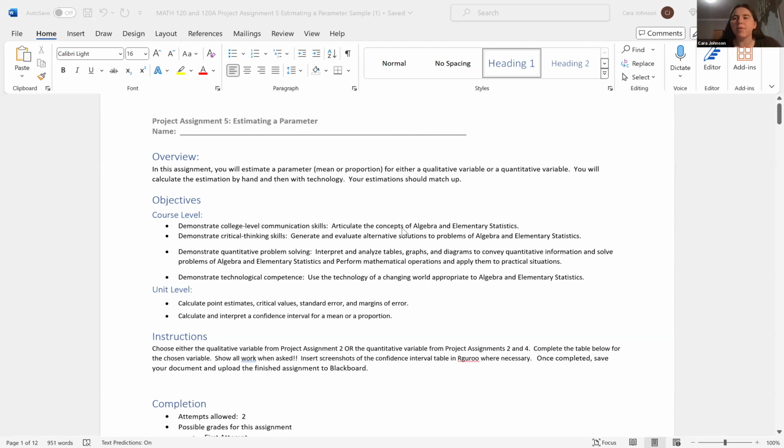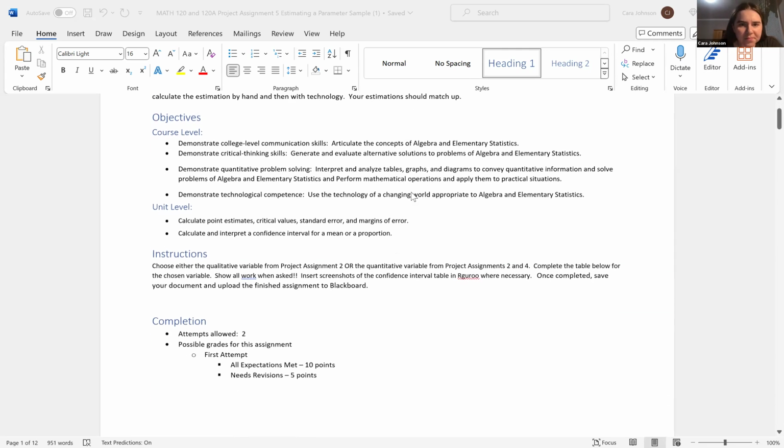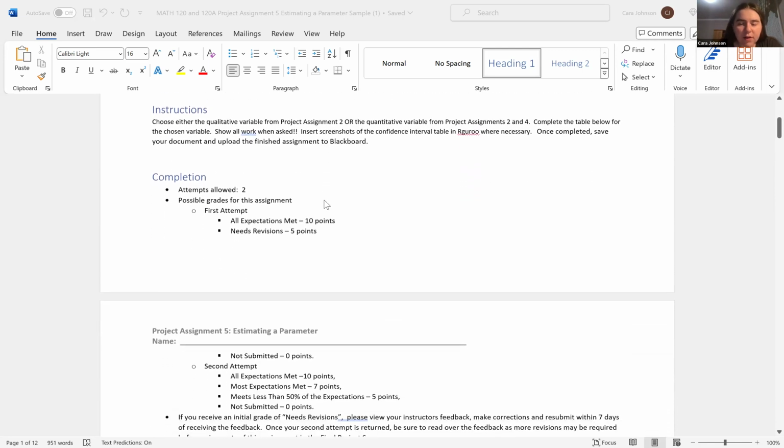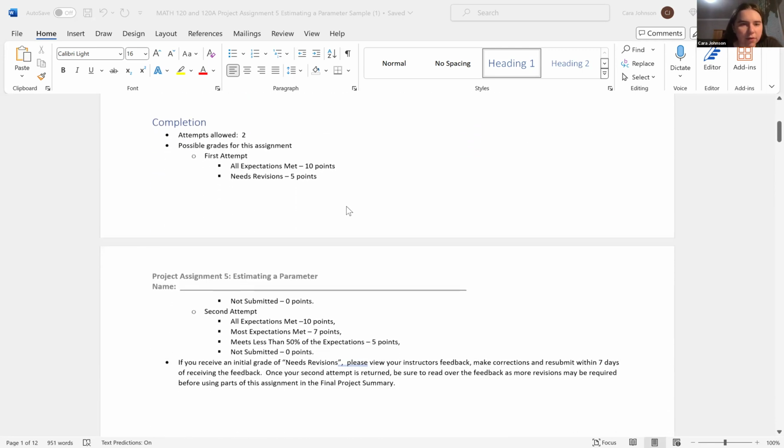All right, so the purpose of this project is you're going to be making a confidence interval for either your qualitative variable or your quantitative variable by hand and then with technology. As with all the objectives, we'll go through all of this.